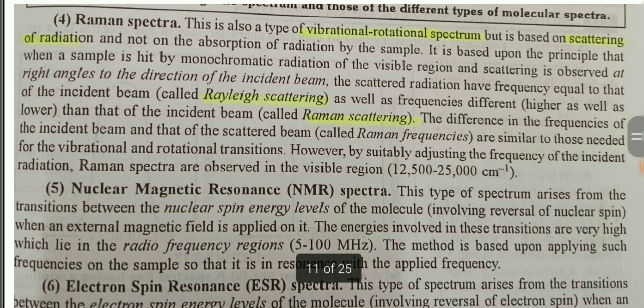Fourth, Raman spectra. This is also a type of vibrational rotational spectrum but is based on scattering of radiation and not on the absorption of radiation by the sample. It is based upon the principle that when a sample is hit by monochromatic radiation of the visible region and scattering is observed at right angle to the direction of the incident beam, the scattered radiation has frequency equal to the incident beam as well as frequencies different from that of the incident beam. The differences in the frequency of the incident beam and that of the scattered beam are similar to those needed for the vibrational and rotational transitions. However, by suitably adjusting the frequency of the incident radiation, Raman spectra are observed in the visible region.